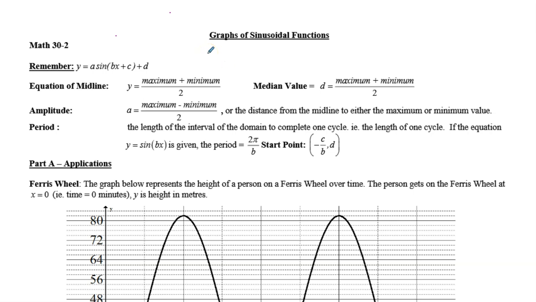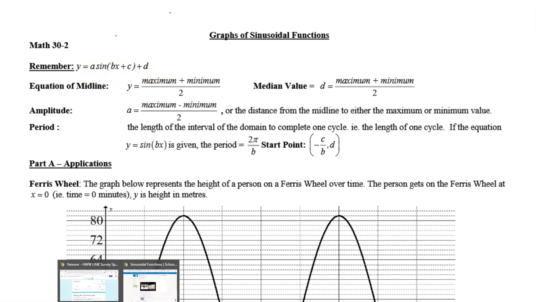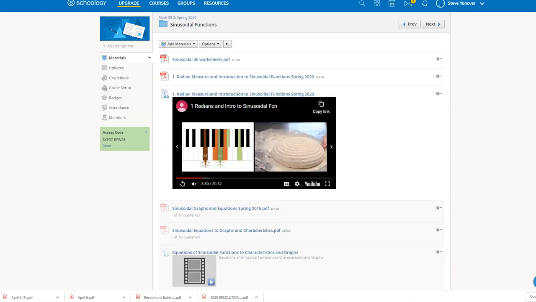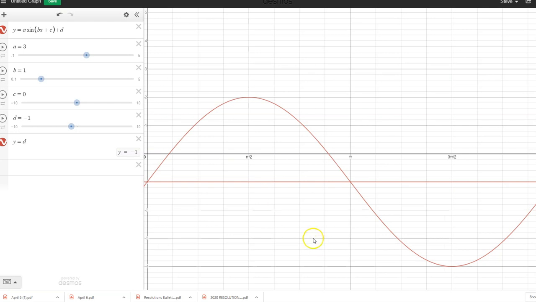Okay, graphs of sinusoidal functions. So remember, we've got this equation, y is equal to a sine of bx plus c, plus d. And just to review what that looks like, here's a basic sinusoidal function. It's actually been shifted down 1 unit.